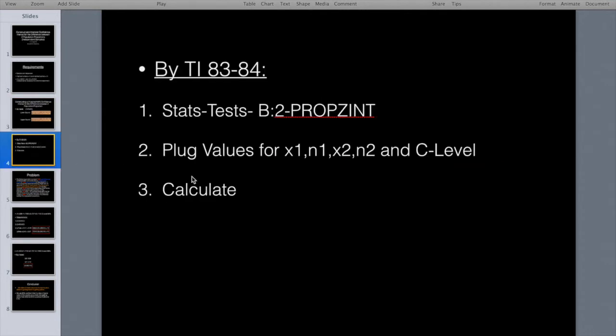With the TI-83 or 84, we have to follow these three steps. First, go to Stats, Tests, and select the 2-PropZInt function. Then plug in the values and press Calculate.